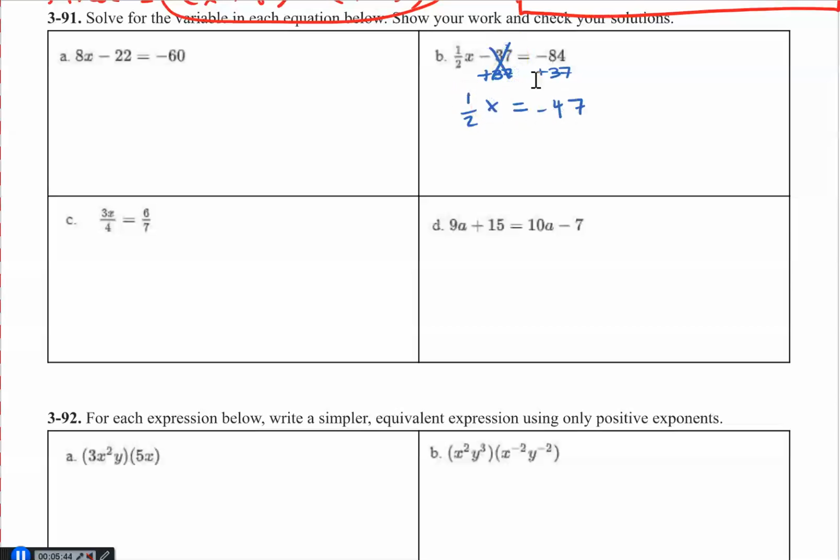And then 1/2 times x. All right. So the opposite of taking half of a number is multiplying the number by 2. So if you multiply each side by 2, 2 times 1/2, that's just 1x. Or normally we just write x. And then negative 47 times 2, that's the answer.